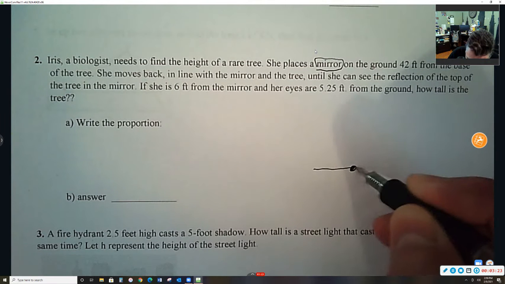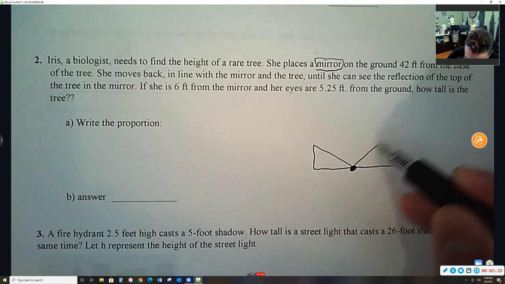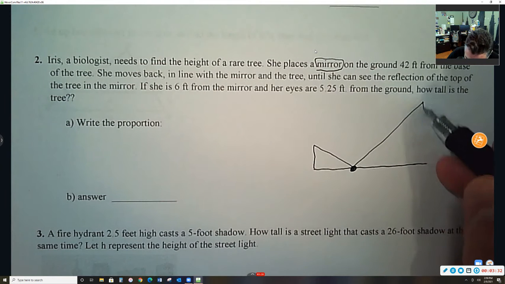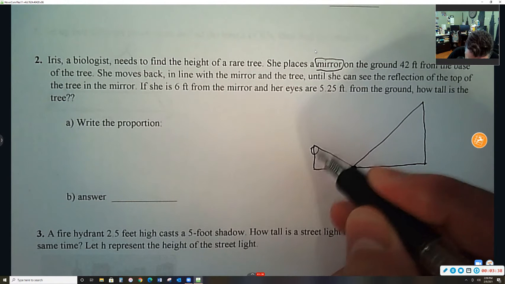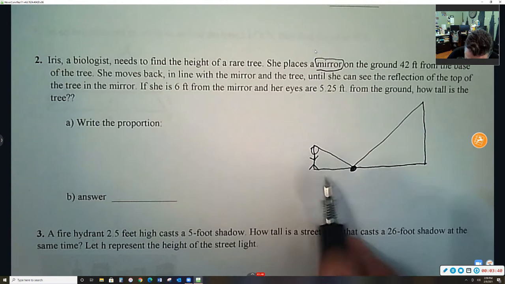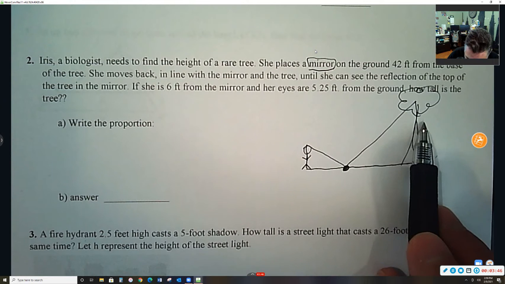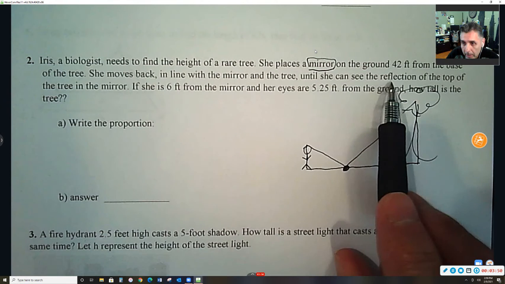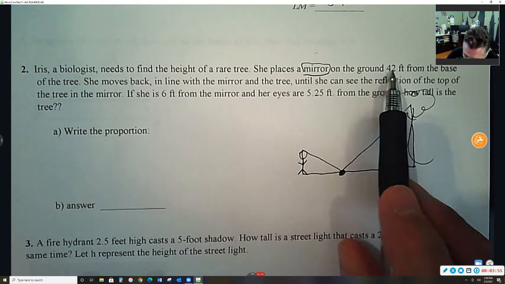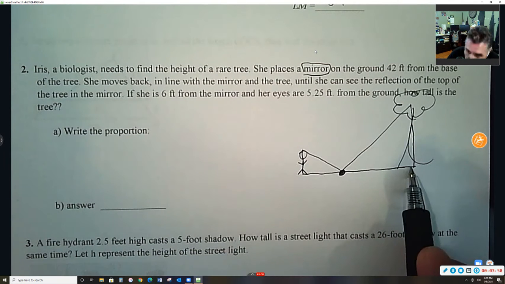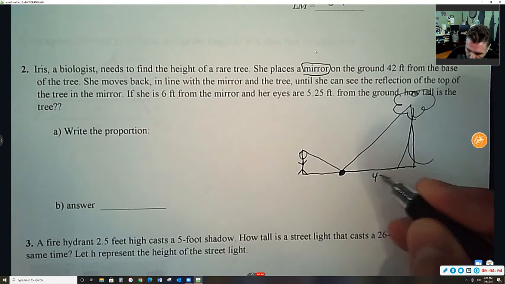Always here's the mirror. And then you have one smaller triangle. Now where you put the smaller triangle, it can be on the left or the right side, that really doesn't matter. And then you have a bigger triangle. So over here, I'm going to put Iris, the biologist, over here. Hey everybody, I'm Iris. And then the other one was a tree, right? So then the tree is over here. And then I'm going to start putting the numbers in that they give us. It says she places a mirror 42 feet from the base of the tree. The base just means the bottom of the tree. The base of the tree is there. That's the mirror. So that's 42 feet.